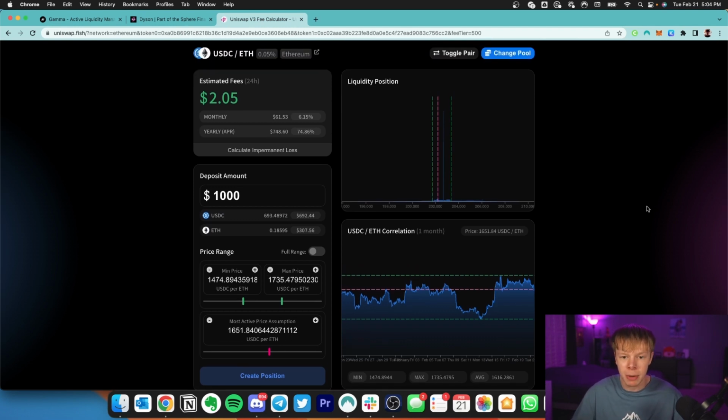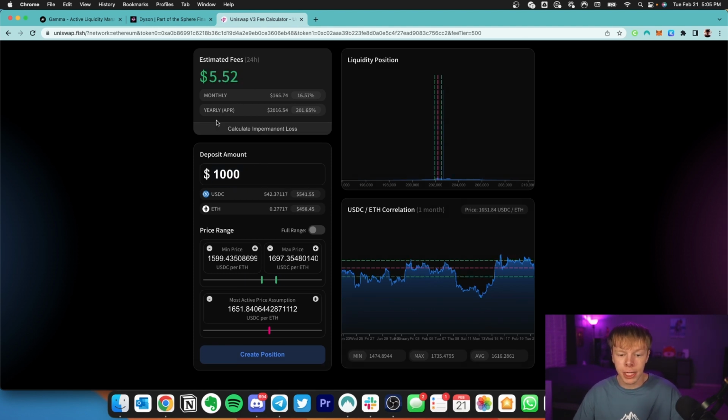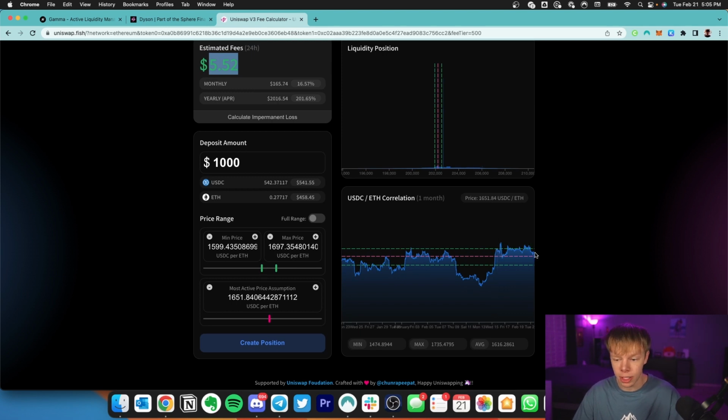So right here, I'm estimating my fees based off of specific ranges through Uniswap V3. As you can see, if I use this range right here, I'm going to make about $2.05 per day off of a $1,000 deposit. Now, if I concentrate my range a little bit more, I can all of a sudden make $5.52 per day off of the same $1,000 deposit. And that's because we're concentrating our liquidity within this specific range.